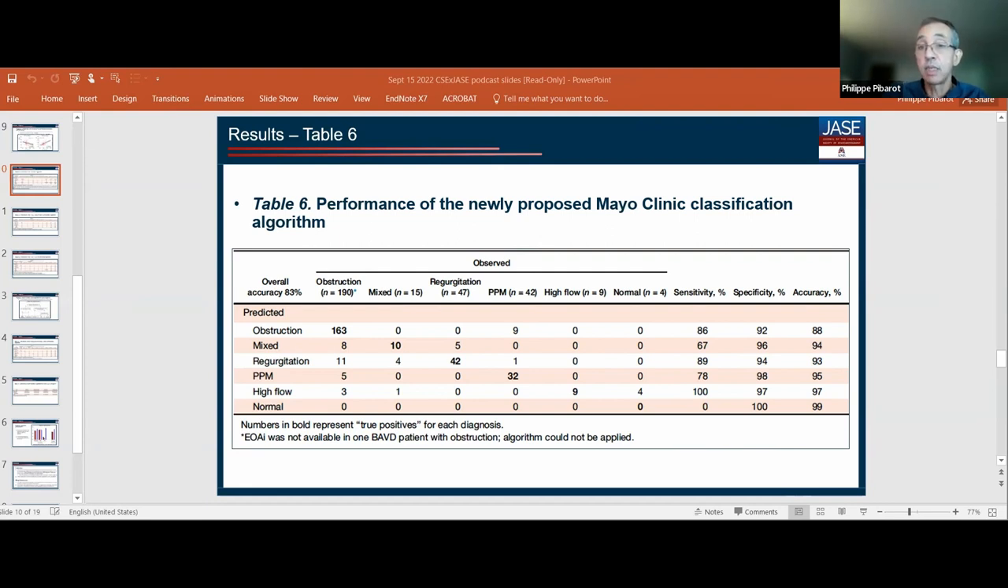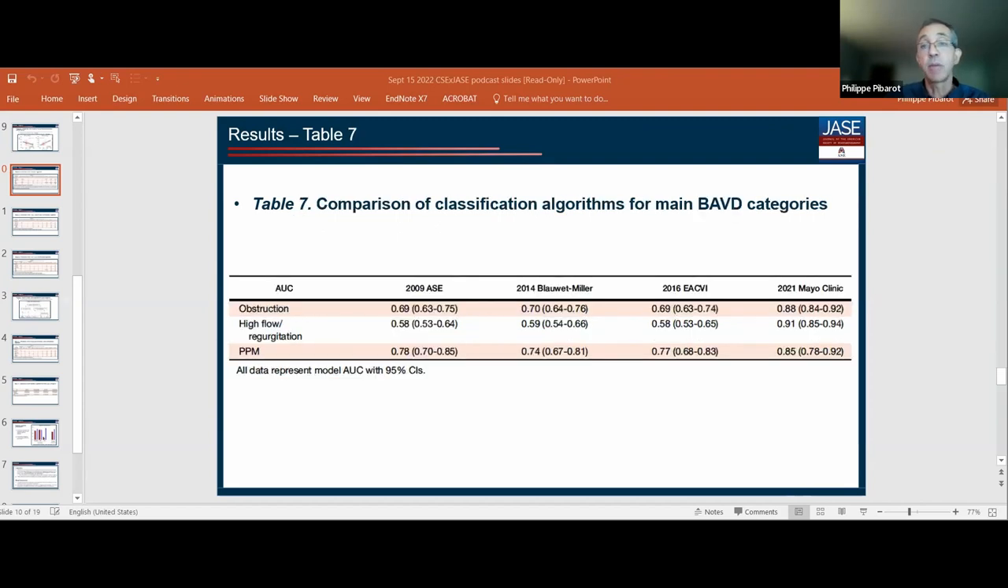But nevertheless, if you look on the right, the sensitivity, specificity, and accuracy have improved quite substantially versus all the other algorithms. And here there is a table I like that summarizes well the results and the comparison. Here what you have is the area under the ROC curve. So it's really the overall accuracy of the parameter, regardless of the cutoff that you use.